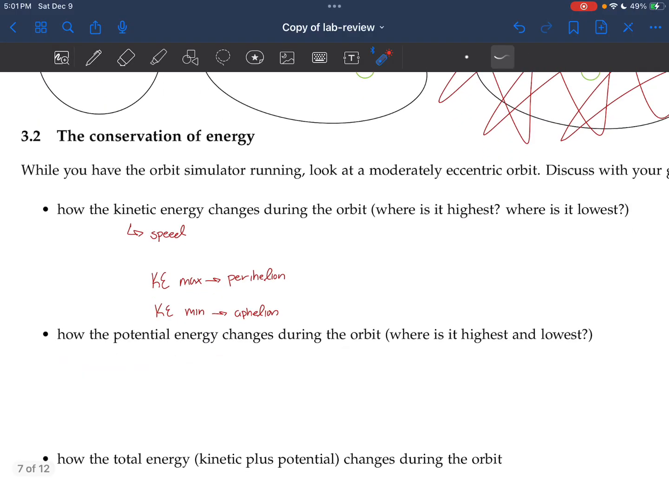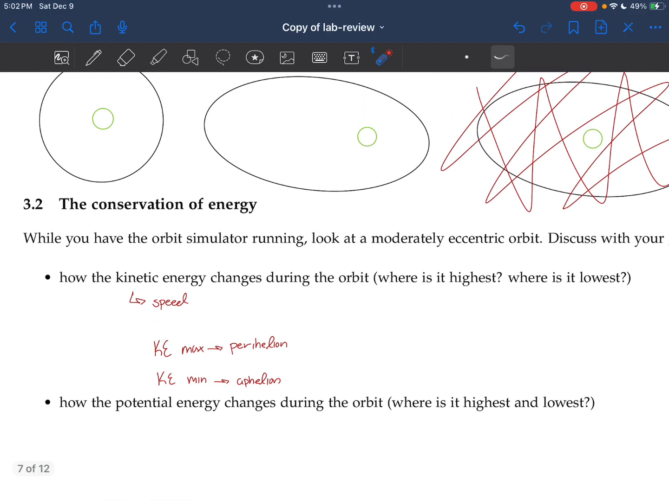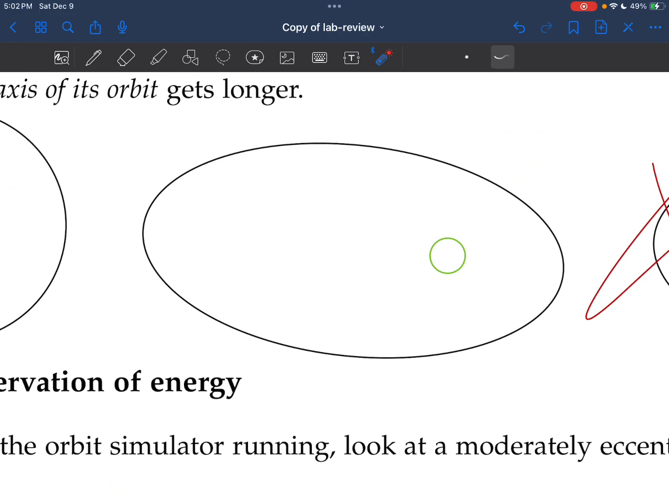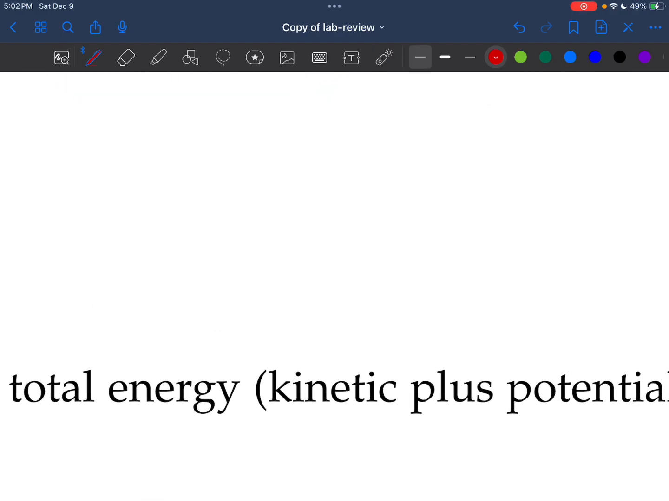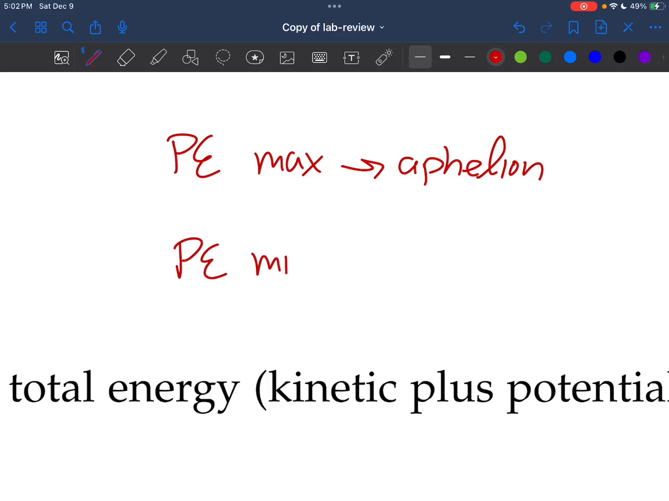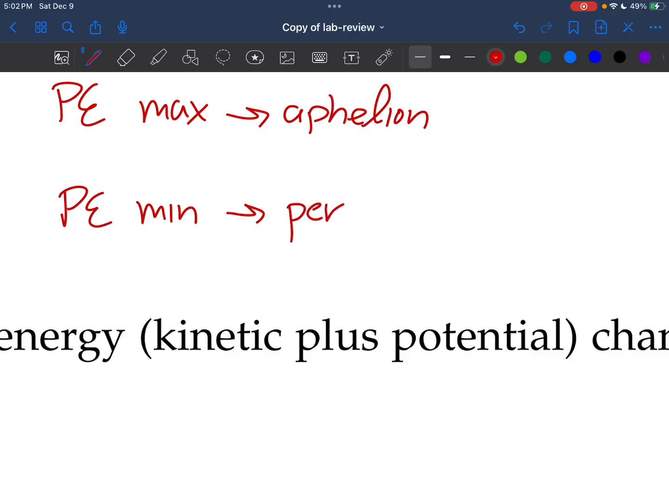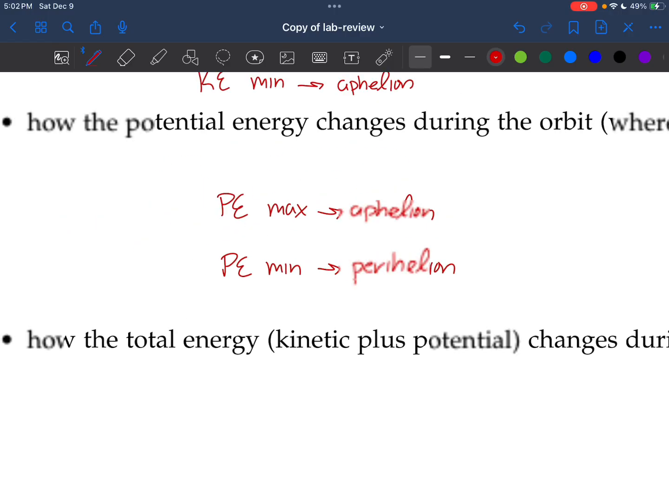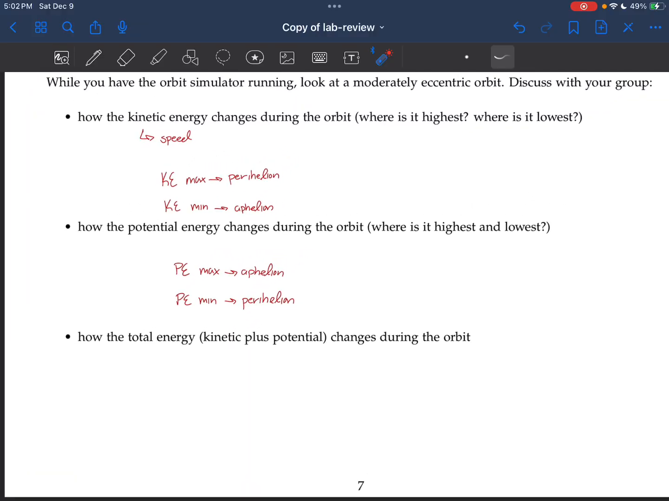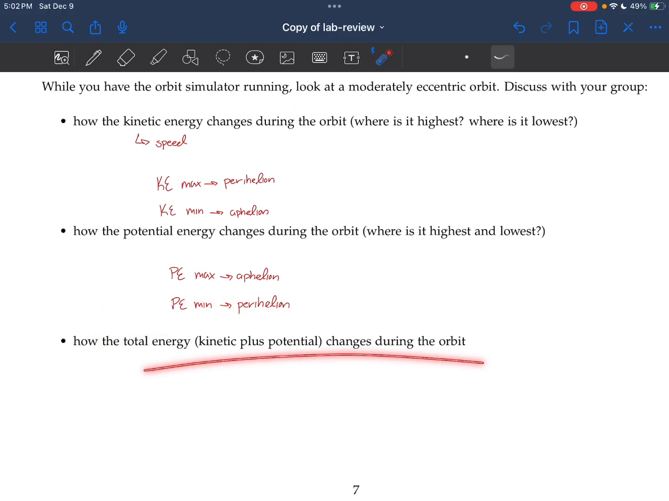How does my potential energy change during the orbit? Where's that highest and the lowest? Well, that just changes based on how far away from the planet I am. So a higher potential energy will be when I'm further away, and a lower potential energy will be when I'm closer. Right? So my potential energy max, that's at the aphelion, when I'm furthest away. And my minimum potential energy will be at the perihelion, or when I'm closest.